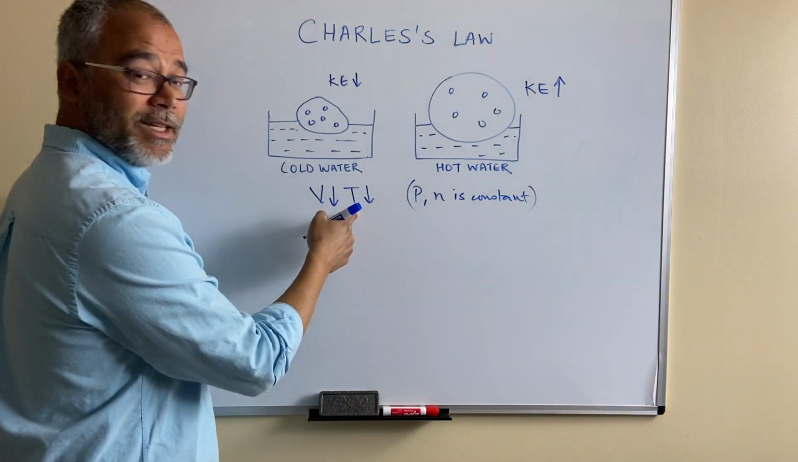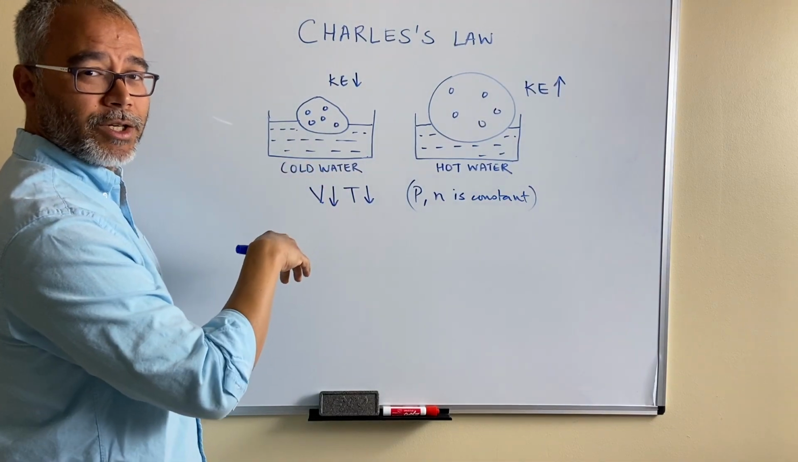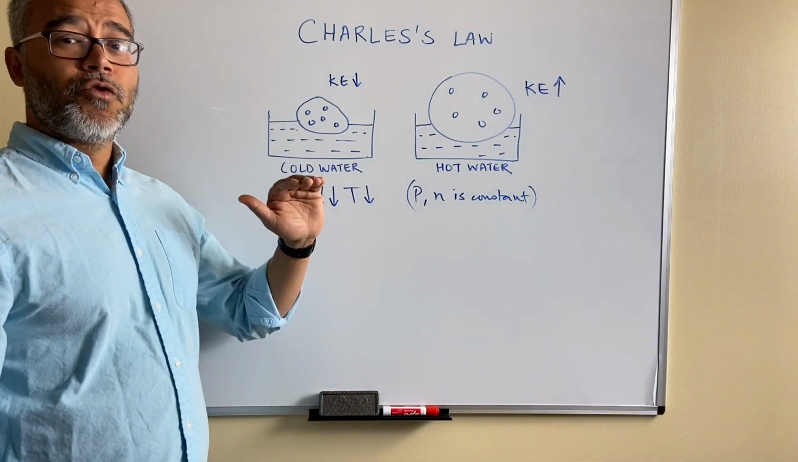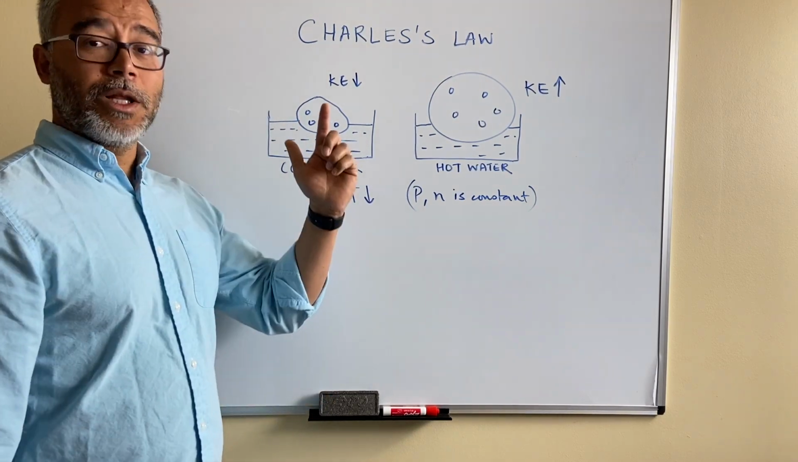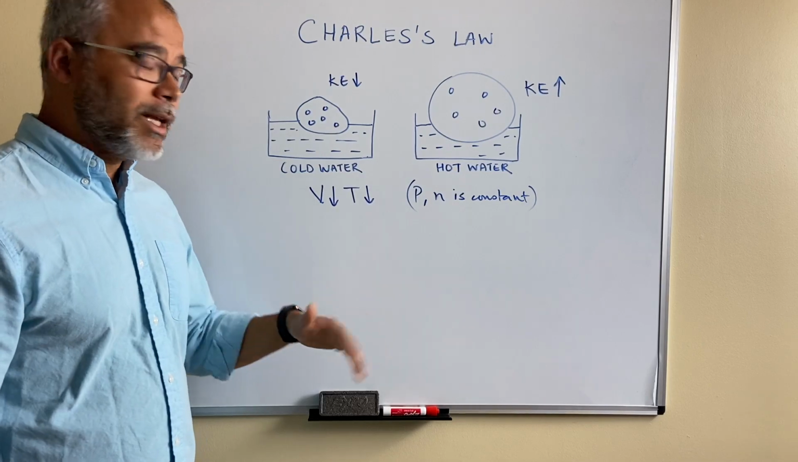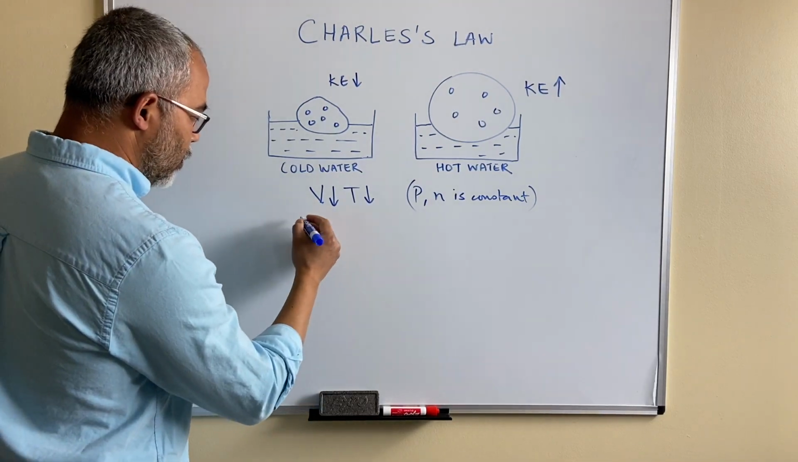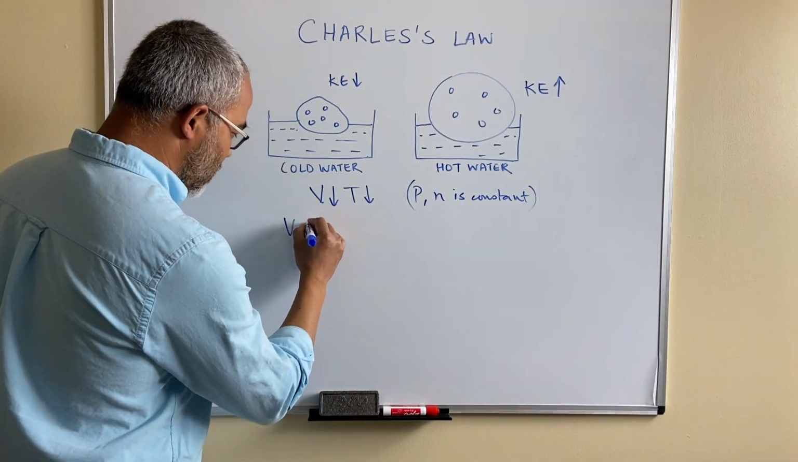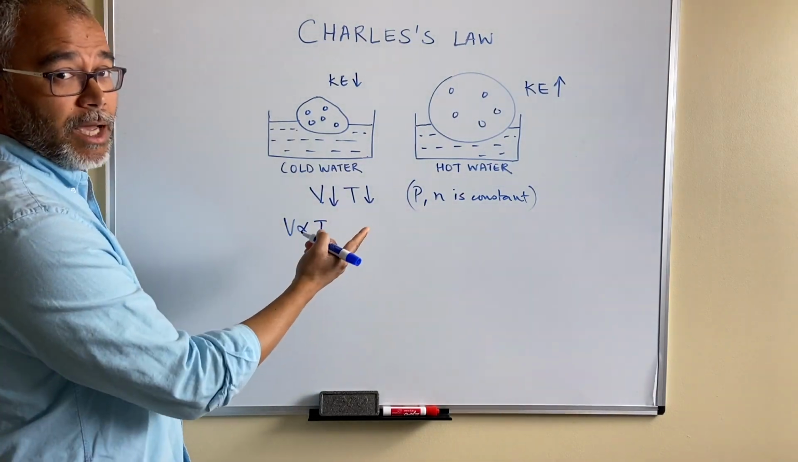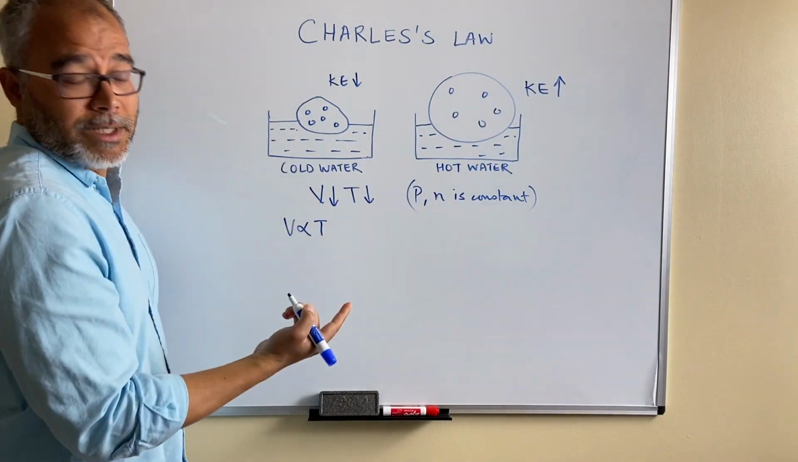So if pressure and moles are constant, then the volume and the temperature go in the same direction. So if you drop the temperature, the volume will go down. If you increase the temperature, the volume will go up, okay? And that's exactly what Charles' law is. So to put this in a mathematical context, we can write V is directly proportional to T, because as V goes up, T goes up. As V goes down, T goes down.